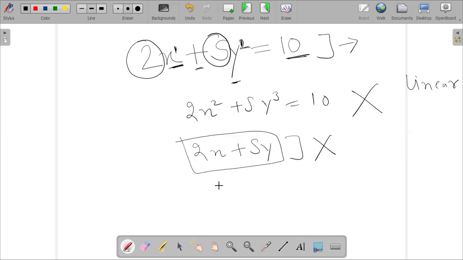So my general equation is ax plus by plus c equals to 0. This is my general linear equation in two variables, basically. Two variables, x and y, are there, equals to is there, and linear powers only: x raised to power 1 only and y raised to the power 1, no problem. So this is called a linear equation in two variables.